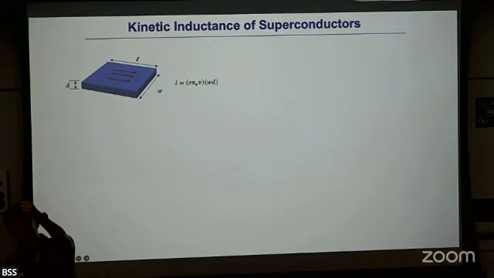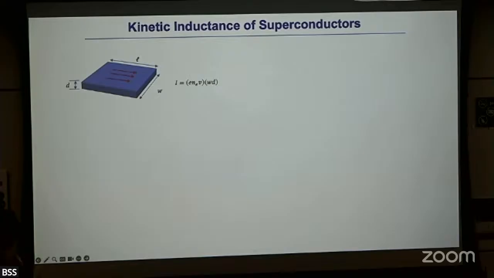Basically your pickup coil needs to be much, much smaller, which is basically an engineering challenge, right? However, there's a clever way that one can measure the superfluid stiffness. Basically, we are just looking at the magnetic response of the system, right? That's where we can use the so-called kinetic inductance measurement.